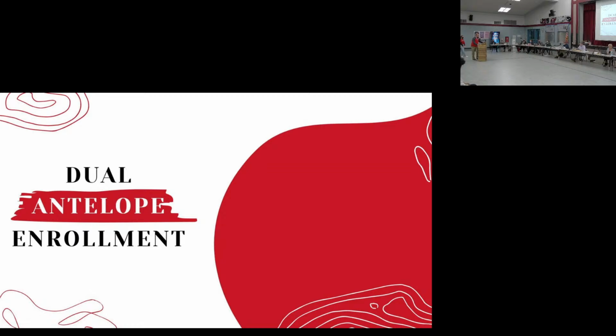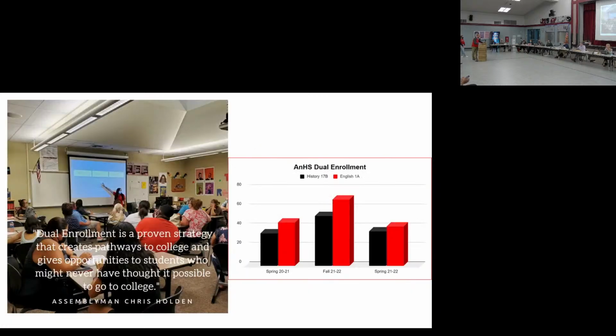So this is our second year of having dual enrollment on our campus. Starting this last spring, we began offering dual enrollment in both English 1A and U.S. History 17B through Sierra College. It started last year. As you look at this graph, we had 3 sections last year, and this year we have 8 sections of dual enrollment.